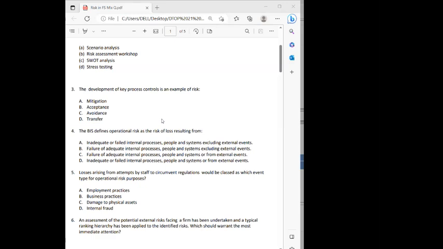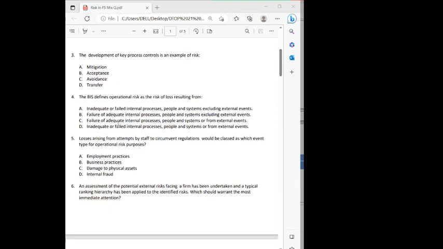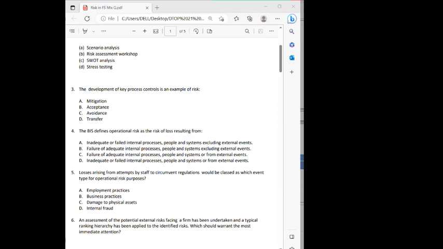Right, let's see the question. The development of key process controls is an example of which of the following: avoidance, mitigation? So the correct answer is risk mitigation. All of you have given the correct answer. So the correct answer for question number 3 is A. Let's go to question number... Explanation, sorry. Question number 2, not the third one.